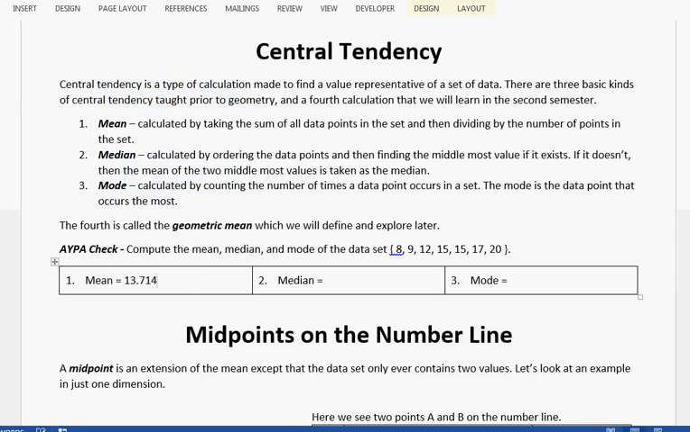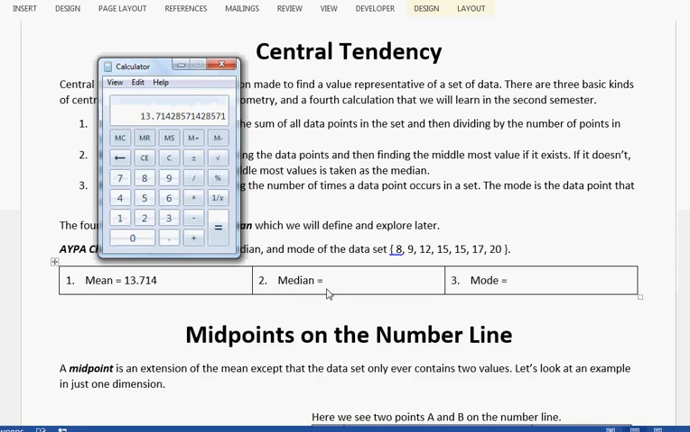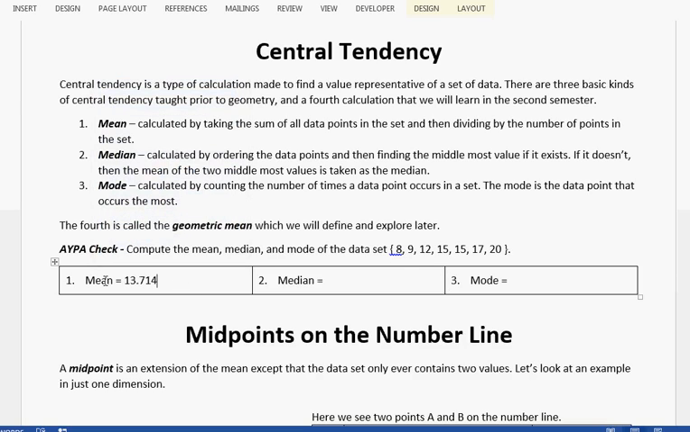One of the interesting things about averages, actually that doesn't look right. Did I miss something? 8, 9, 12, 15, another 15, 17, and 20. Nope, yeah. Oh, because of the 8. Anyway, 13.714. You'll notice that it's going to land somewhere in the middle.